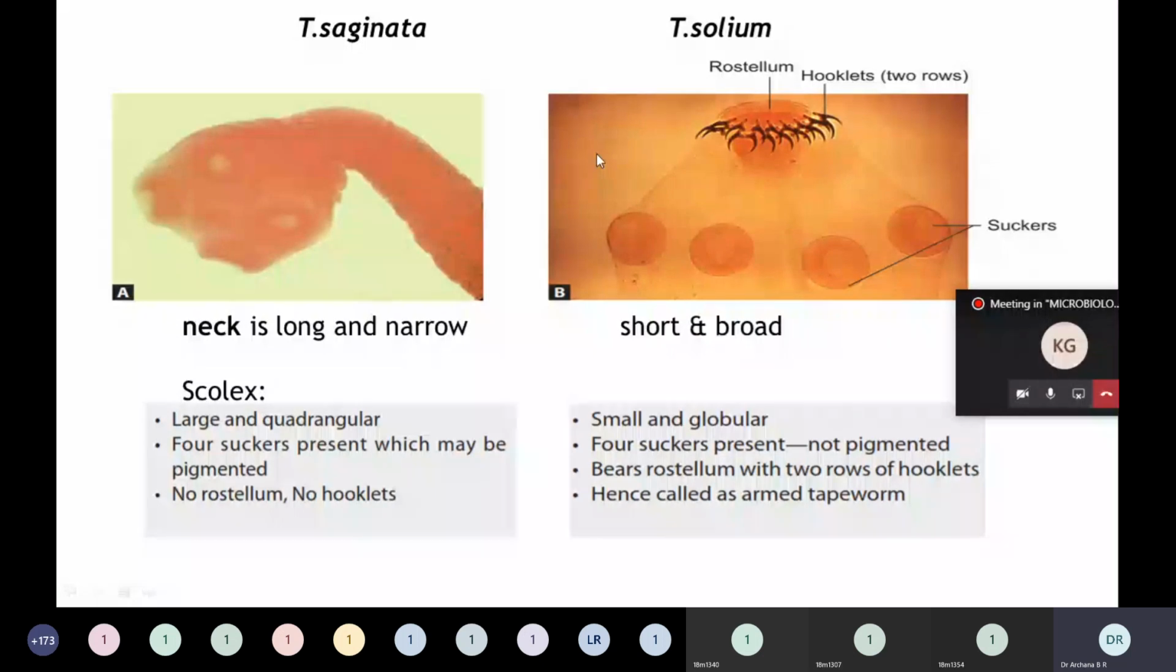You can see in the picture these are the 4 suckers, and there is a rostrum with 2 rows of hooklets. At the top end, this is the rostrum with the 2 rows of hooklets. Hence it is also called the armed tapeworm. So Taenia saginata is called the unarmed tapeworm, and Taenia solium is called the armed tapeworm.